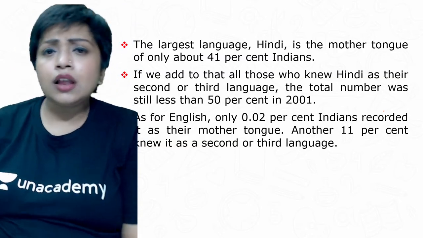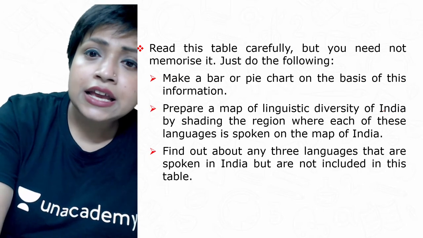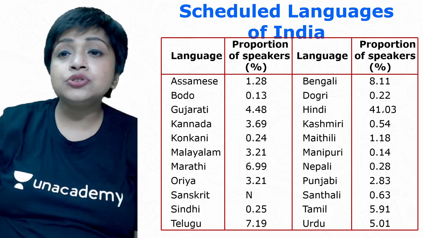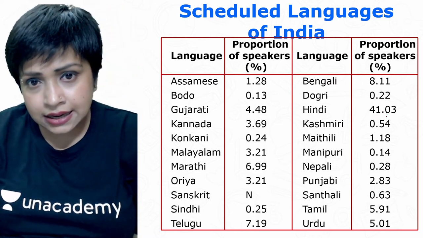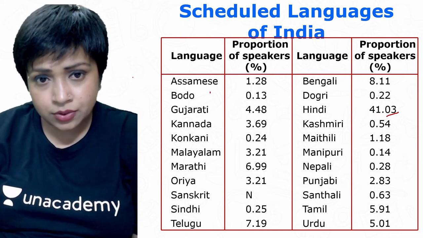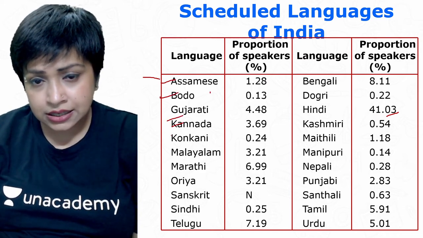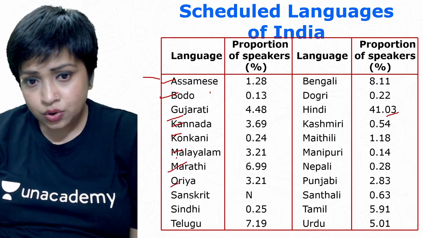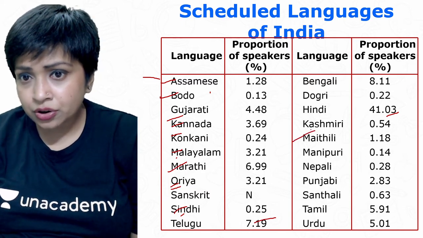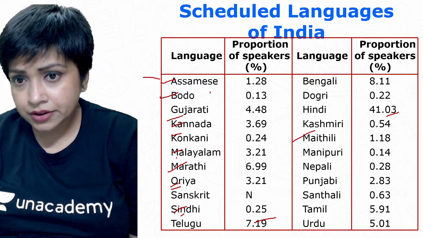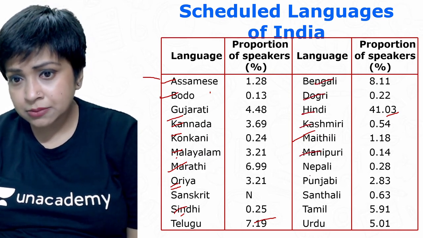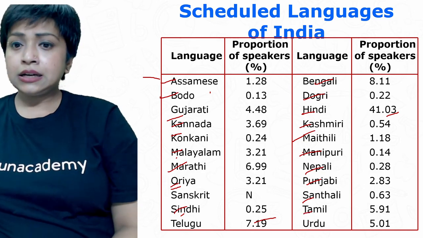Now, after this, if you look at the scheduled languages of India, these are the scheduled languages. So you have Assamese, Bodo, Gujarati, Kannada, Konkani, Malayalam, Marathi, Odia, Sanskrit, Sindhi, Telugu. Then you have Bengali, Dogri, Hindi, Kashmiri, Maithili, Manipuri, Nepali, Punjabi, Santhali, Tamil and Urdu.